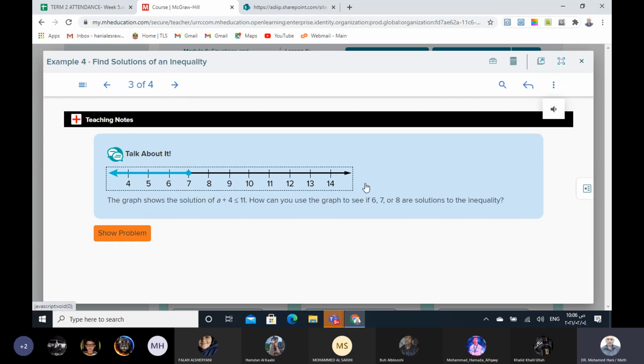So draw the number line. Then start from the 7 here and put the shaded circle. And the inequality, as you see, is less than. When you see less than, go to the negative side, go to the left. So the direction here is to the left.